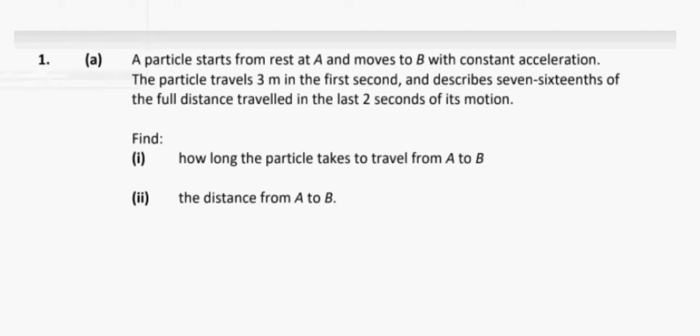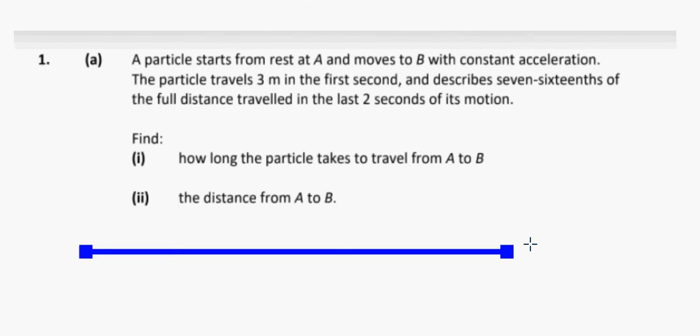Okay lads, we're going to give this a go. A particle starts from rest and moves from A to B with constant acceleration. Alright, so let's draw points A to B as shown.